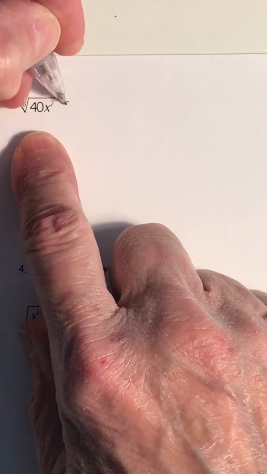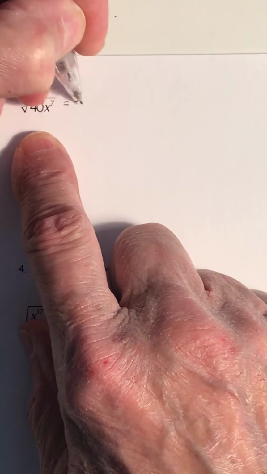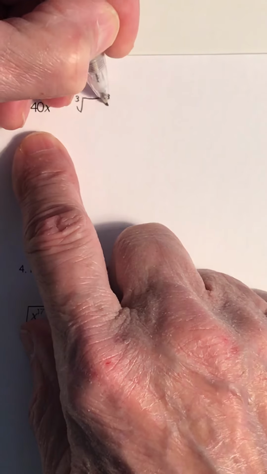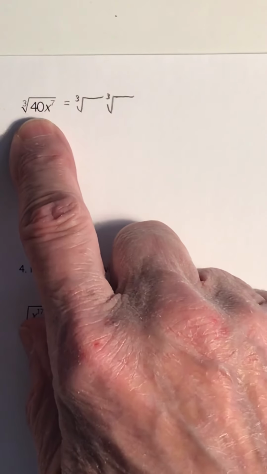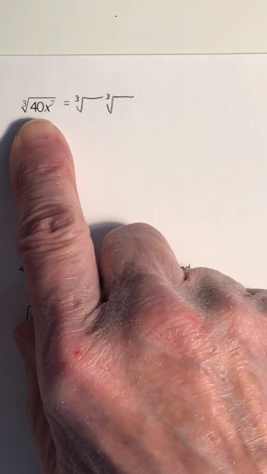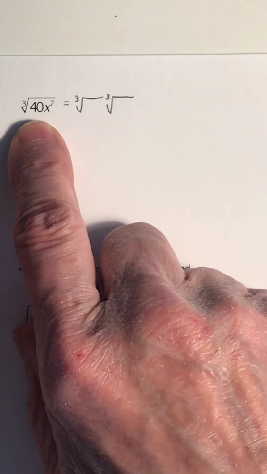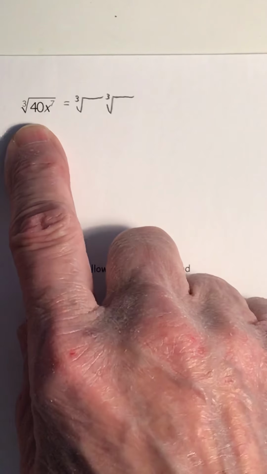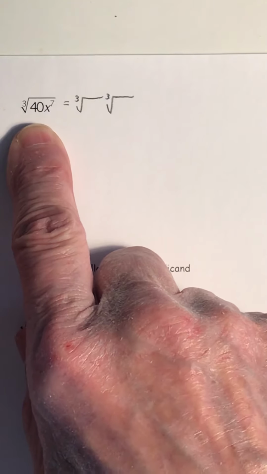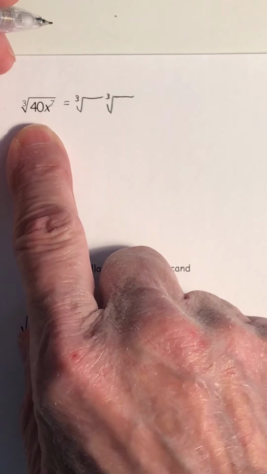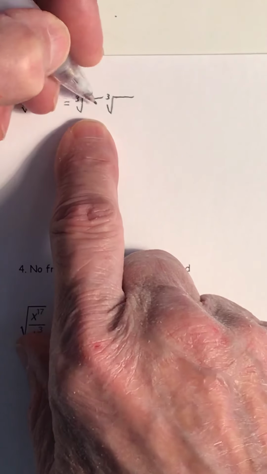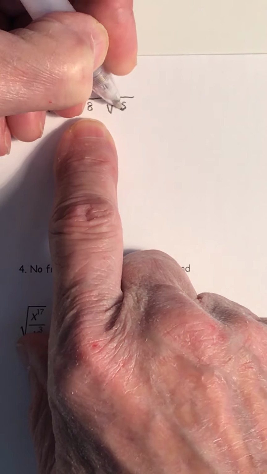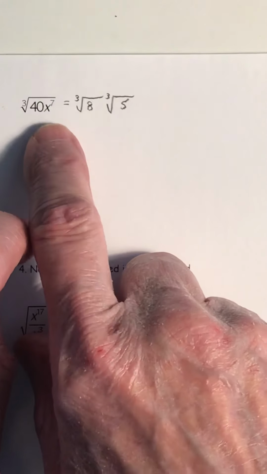So if I take a close look at the number 40, and I'm trying to find any buried perfect cube, 40 divided by 2 is 20, not a perfect cube. I can't divide it by 3, divide it by 4, you get 10. 4 and 10 are both not perfect cubes. Divide it by 5, 40 divided by 5, I get 8. Bingo, 8 is a perfect cube. So 40, I'm going to rewrite as 8 times 5, because 8 is a perfect cube.